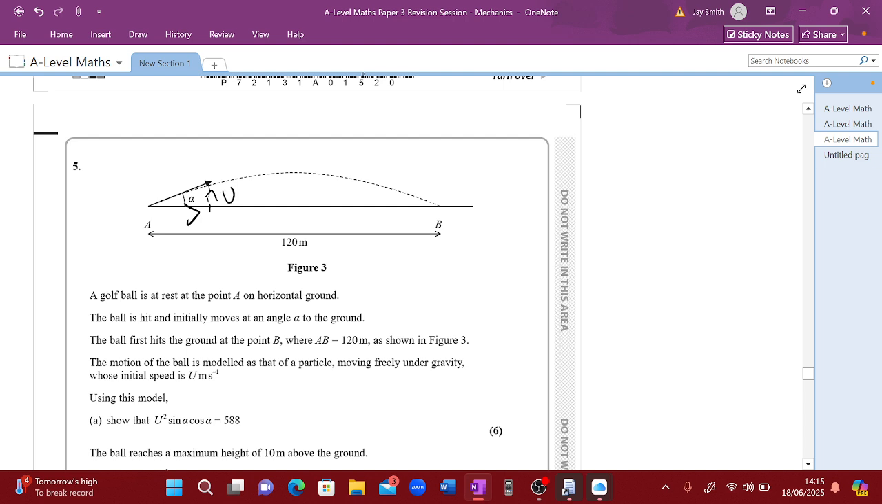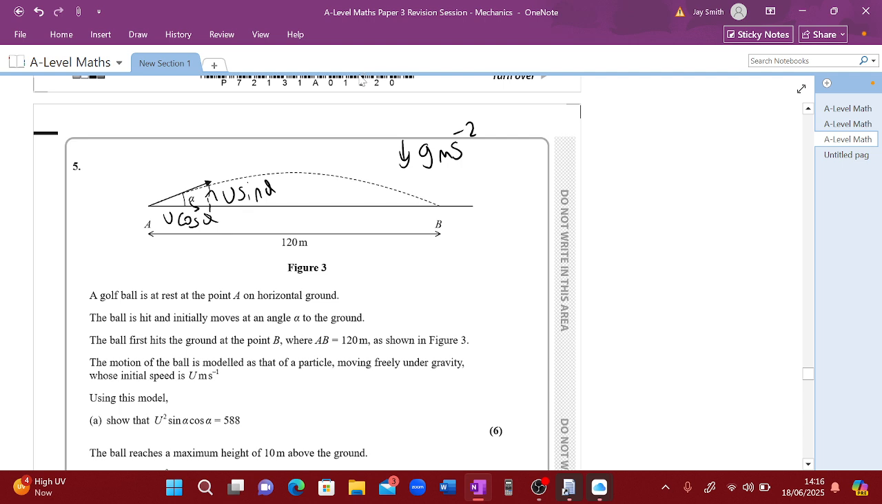So this is out. We use sine alpha, and that's going to be u cos alpha. And also, it's going against gravity, so gravity is down here, and that will be your acceleration. So the acceleration upwards will then be minus g. Okay, and that's all you really need to be aware of essentially.